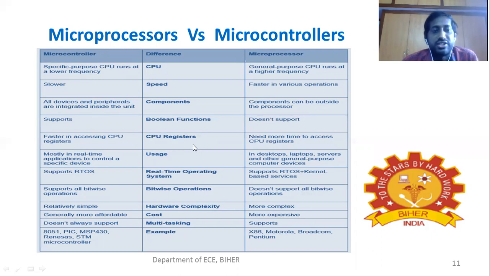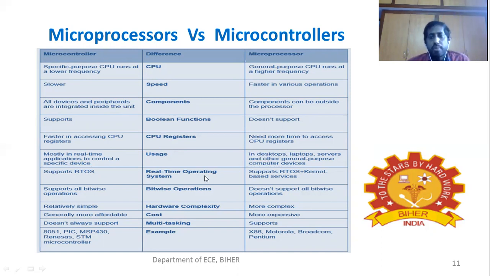And then CPU registers. Microcontrollers are used for specific applications only, so faster accessing of CPU registers is possible. A microprocessor needs more time to access CPU registers because it is multi-purpose and general purpose. We are using it for many applications, so CPU register access is comparatively slower. And then usage. A microcontroller is used for application-specific, real-time applications. And microprocessors are used in our computers, laptops, everything.